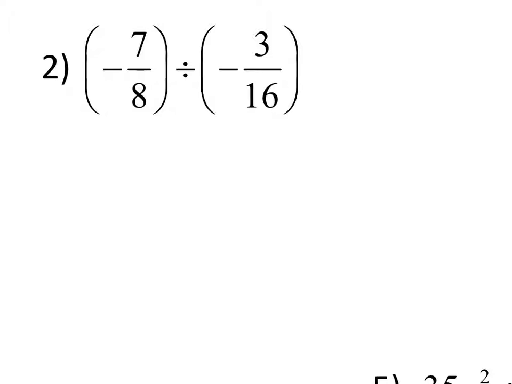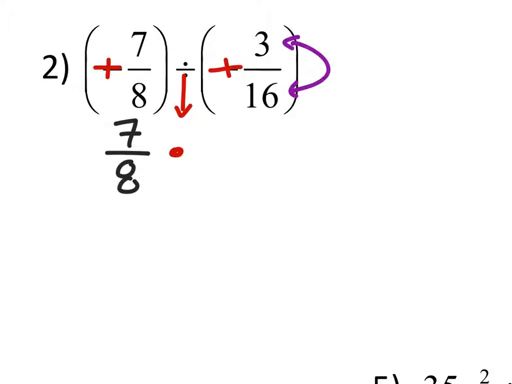So on this one, we got the 2 negatives, which will change into a positive. It's the opposite of negative. So that's good because we don't have to worry about those now. Now again, we keep this first fraction the same, but I'm going to change the division to multiplication, and then I'm going to flip this fraction or reciprocate it, which would make it 16/3.